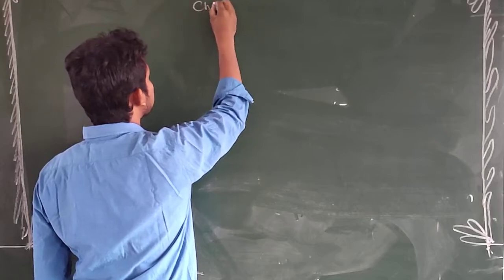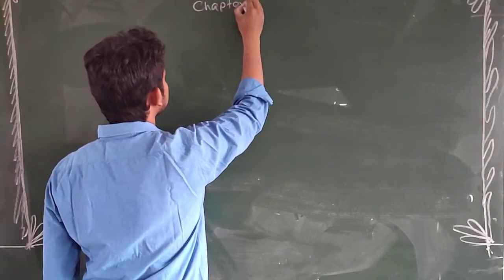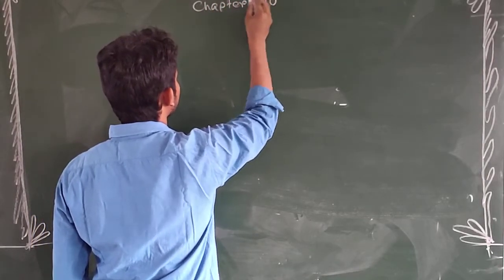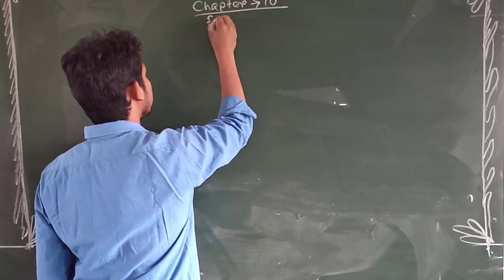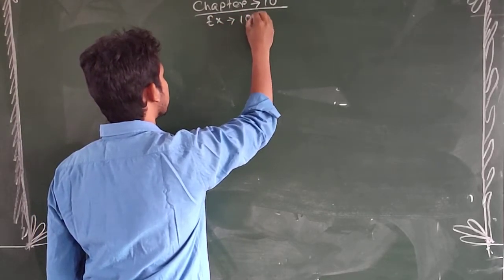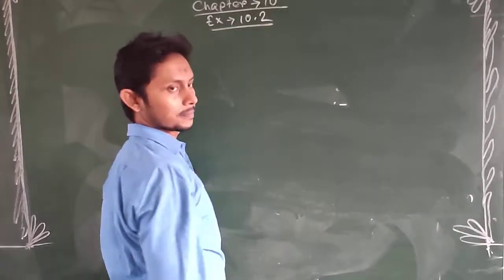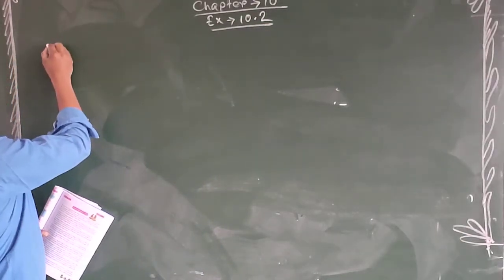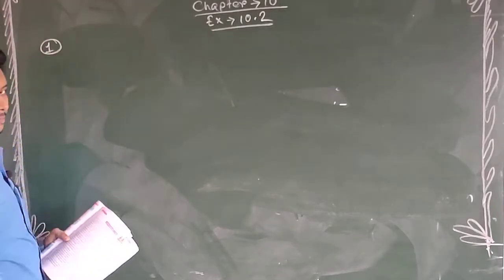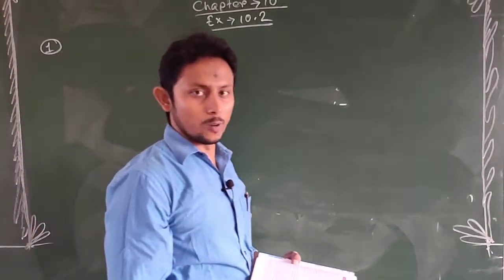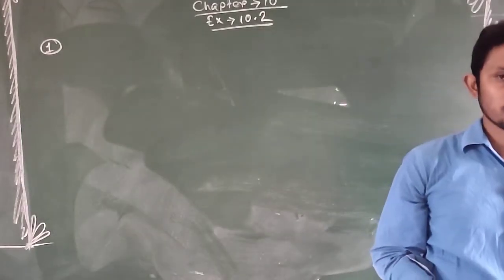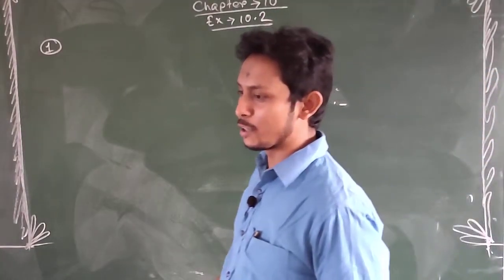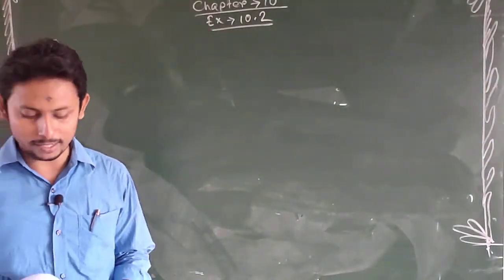So here it is chapter 10, obviously, and exercise 10.2. Okay. Number 1. Read number 1. What is written there in your book? Read the number 1.